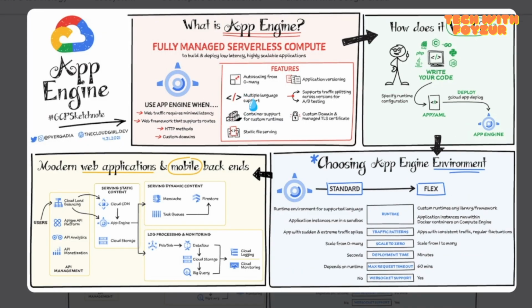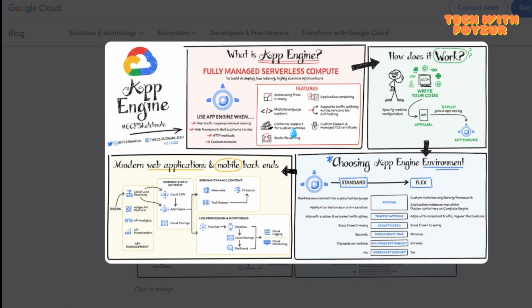It supports multiple languages, so you can write your application in Python, Node.js, and other popular languages. You can also split traffic to different versions of your application, and it gives you an HTTPS endpoint. Once you deploy the service, it gives you the HTTPS endpoint, so you do not have to pay for SSL certificates and all those things.